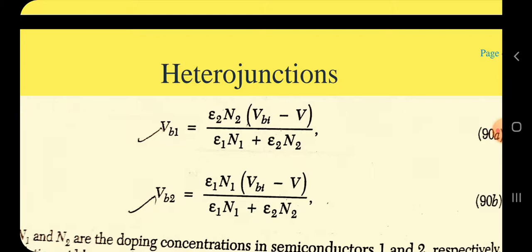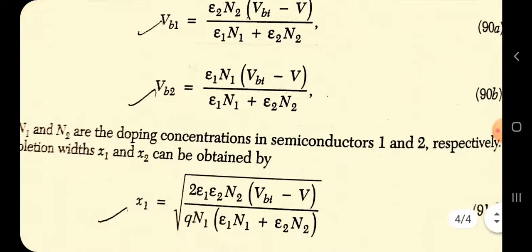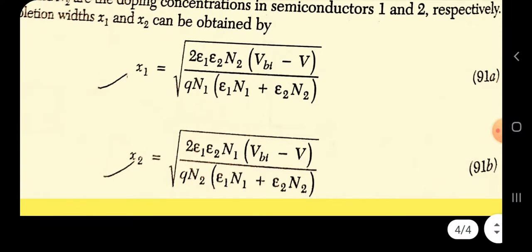The depletion widths x1 and x2 can be obtained as follows. x1 is equal to the square root of 2 epsilon 1 epsilon 2 N2 (VBI minus V) divided by q N1 (epsilon 1 N1 plus epsilon 2 N2), and x2 can be written as the square root of 2 epsilon 1 epsilon 2 N1 (VBI minus V) divided by q N2 (epsilon 1 N1 plus epsilon 2 N2). So these are the values of the depletion layer widths which we have obtained. Thank you.